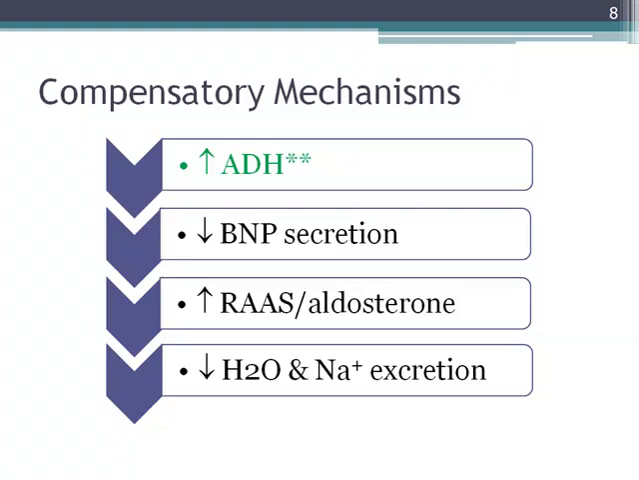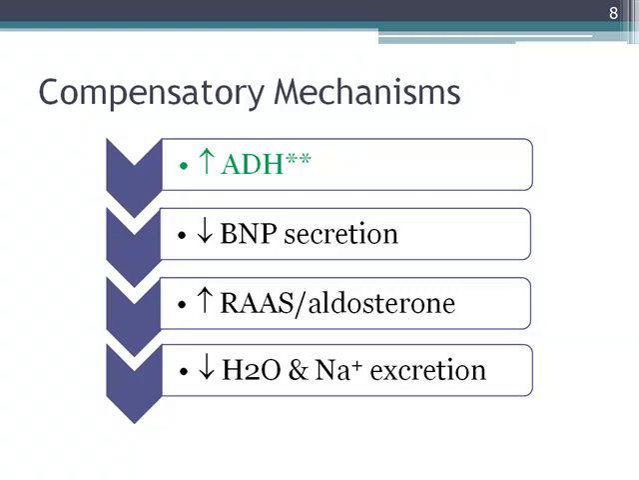Now we're also going to have a reduction in secretion of BNP. That BNP, remember, is the hormone that's released primarily from the atria. It comes from other parts of the body too. When it's released, it causes us to excrete sodium and water. Well, here it's going to cause us to retain sodium and water to try to expand our volume again.